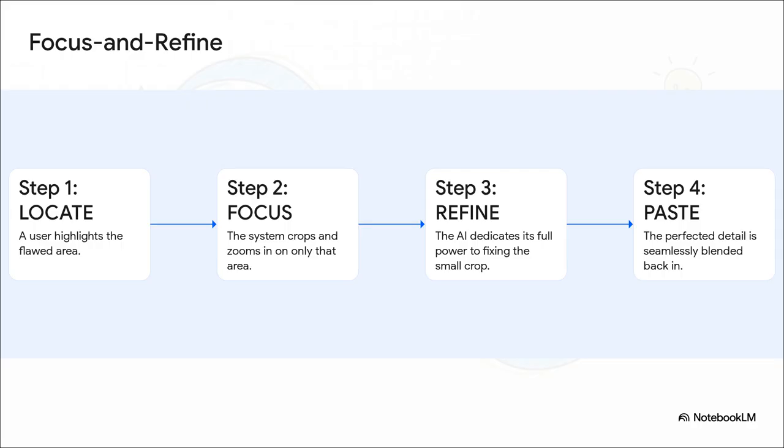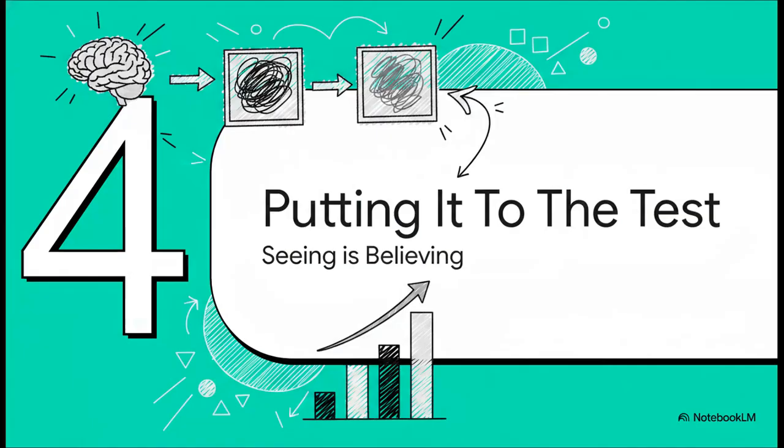First, the user just locates the problem, draws a simple box around it. Then comes the magic step. The system crops just that tiny area and blows it up, forcing the AI to dedicate 100% of its power and attention to that one small piece. It refines the detail, and then it seamlessly pastes that perfected little patch right back into the original image. So simple, but incredibly effective. So the theory sounds great, but does it actually work? Well, seeing is believing, so let's look at the results.